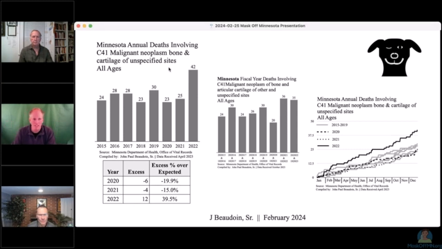One is bone and articular cartilage. The articular is missing here, but there it is right there, bone and articular cartilage. But in Massachusetts, it's bone and bone marrow cancer, which is C77, completely different. But you just see how high it is here.